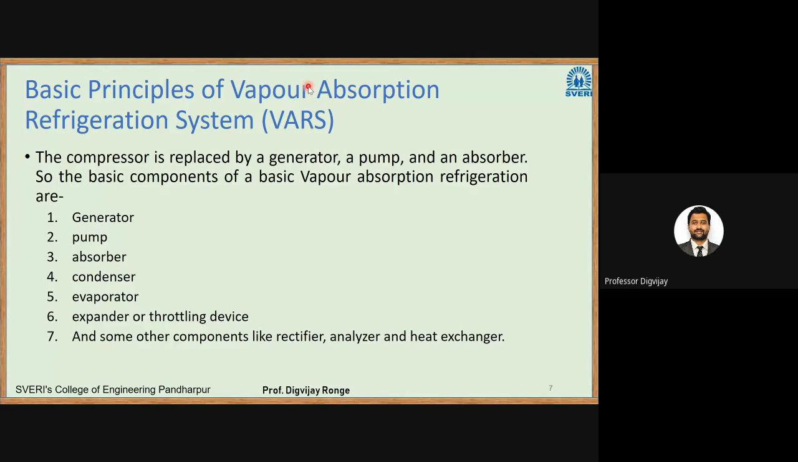So we are replacing the compressor of a VCRS system by generator, pump, and absorber. हे पहिले तीन जे component आहे, generator, pump, and absorber, they are replacing the compressor part of VCRS system. Then we have condenser, which is common in both, evaporator, which is common in both, expander or throttling valve, which is common in both. Then there are some auxiliaries, which are rectifier, analyzer, and heat exchanger. These are related to only the practical VRS system.